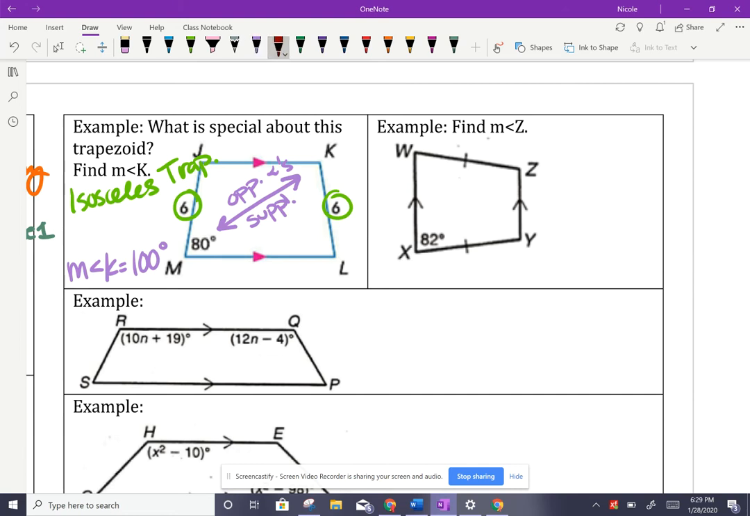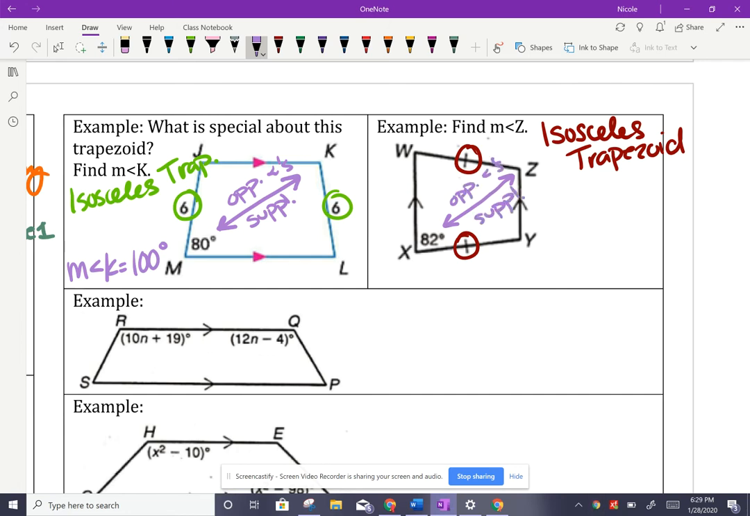Looking at my next example to the right, these are congruent, these are congruent. So again, this is an isosceles trapezoid. Can't spell today. And opposite angles are supplementary. So for the measure of angle Z, we take 180 minus 82. That's going to give us 98 degrees.